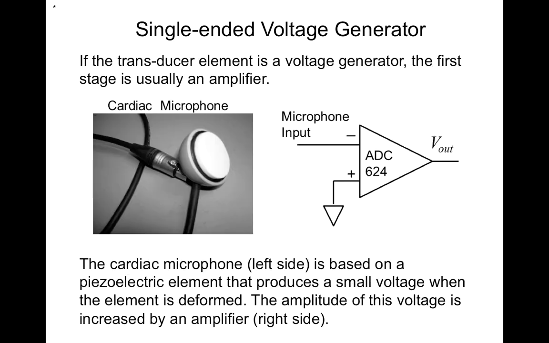Another example of a single-ended sensor is the cardiac microphone. Basically, the cardiac microphone has a little piezoelectric element that produces a small voltage when it's deformed. The amplitude of this voltage is increased by an amplifier, and that would just be a single-input kind of amplifier. In this course, we will not get into amplifier design. In the biomedical instrumentation course, that's a big part of the course, based on the different kinds of sensors. How do you design the circuits that support that?